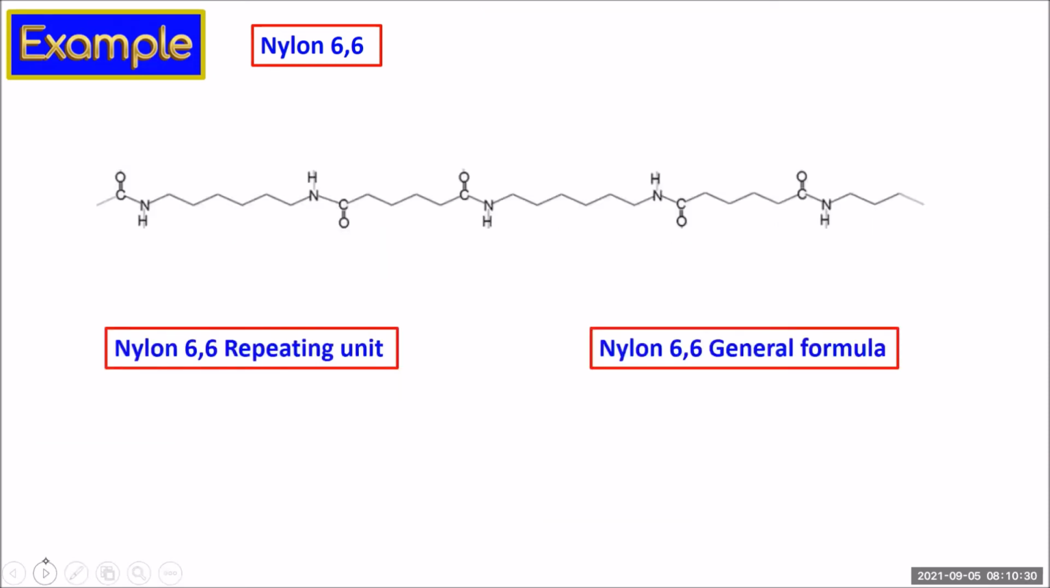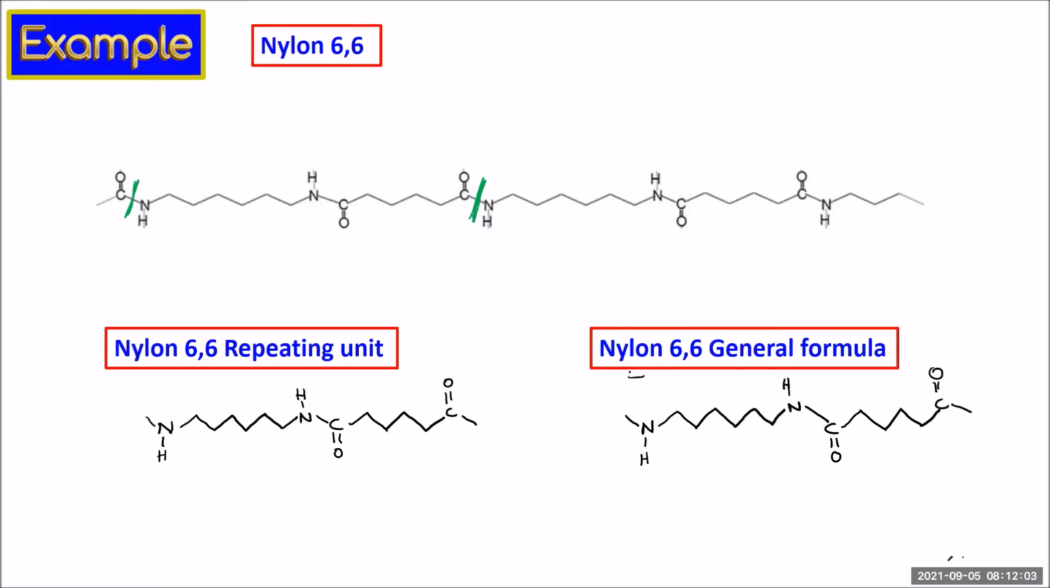So here's the polymer chain of nylon 6,6. Let's identify its repeating unit and its general formula. So we're going to find an amide link and we're going to break it. And then we're going to find where that polymer structure repeats. What's in between is the repeating unit. All we need to do now is put that repeating unit in brackets with an N, and we have our general formula. We put the square brackets around it, make the bonds go through the brackets, and a little N. And there's the general formula for nylon 6,6.